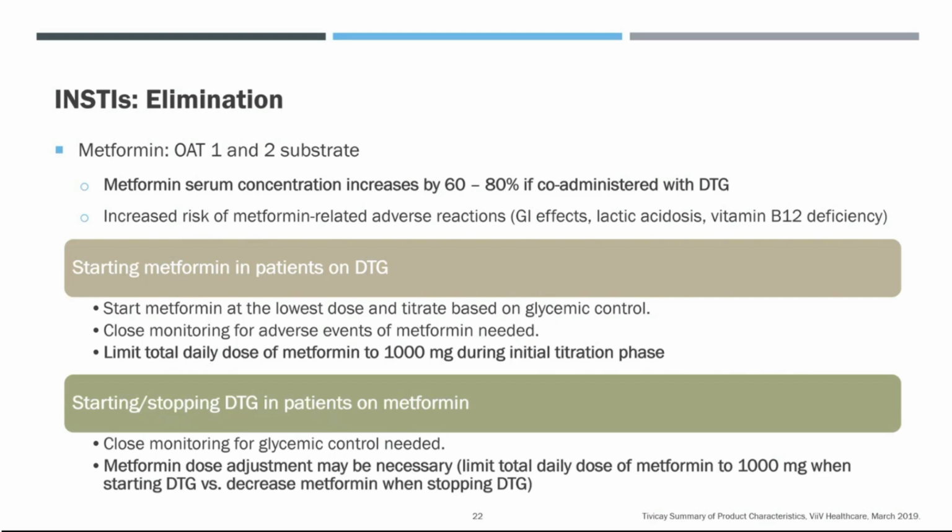Versus for patients already taking metformin and you're now about to either start them on dolutegravir or stopping their dolutegravir, make sure to closely monitor for the glycemic controls, and metformin dose adjustment may be necessary. So if you're stopping or if you're starting dolutegravir, make sure to limit their metformin to 1,000 milligrams per day during the initial phase, versus decrease their metformin dose if you are stopping the dolutegravir.